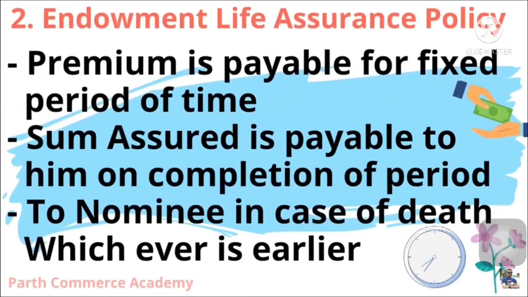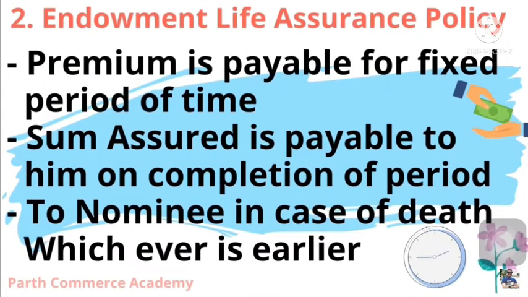Next is endowment life assurance policy. In this type of policy, the insured has to pay premium for fixed period of time, and the sum assured is payable to him after completion of fixed period or to his heir or nominee in the case of death, whichever is earlier. The endowment policy matures after a limited number of years.